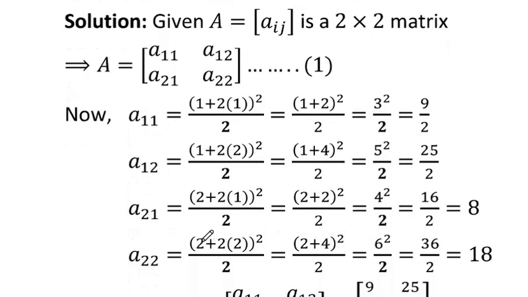Next element is a22. 2 plus 2 into 2. 2 into 2 is 4. 4 plus 2 is 6. 6 square divided by 2. 36 divided by 2 is equal to 18.